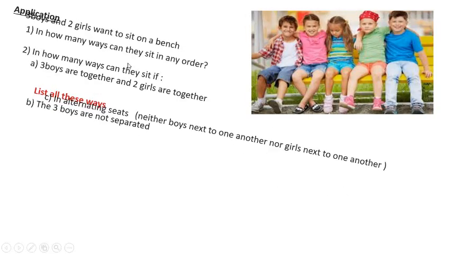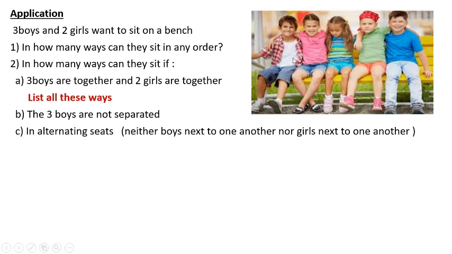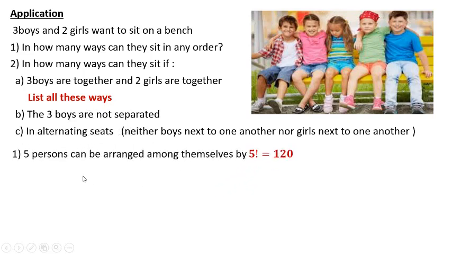Last application. 3 boys and 2 girls want to sit on a bench. Part 1. In how many ways can they sit in any order? Let's start by solution of 1. It is obvious that 5 persons can be arranged among themselves by 5 factorial. Then the total number of possible outcomes equal 120.